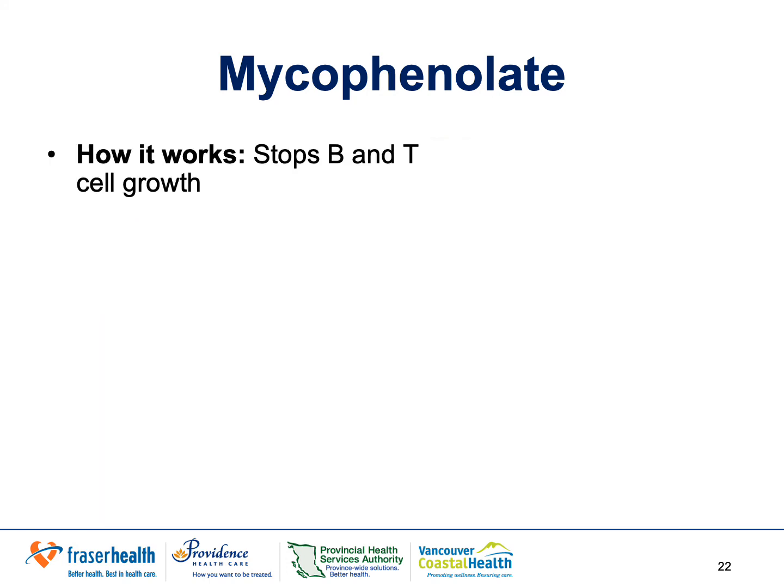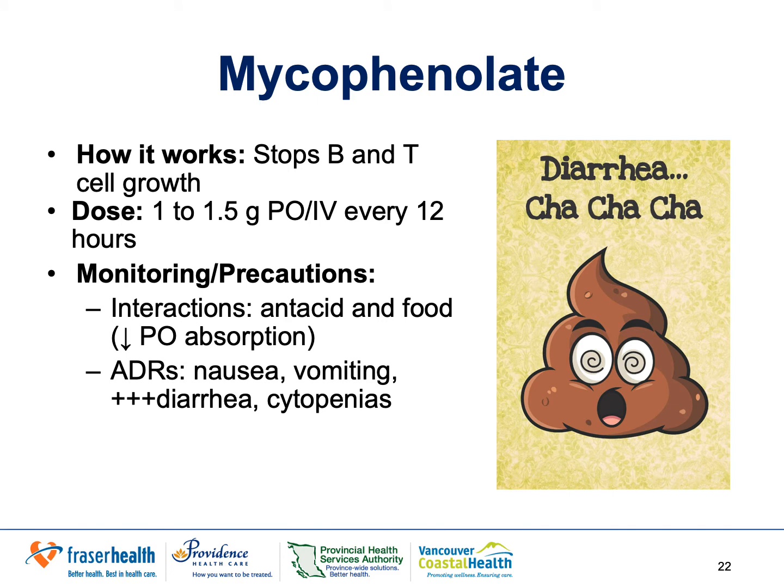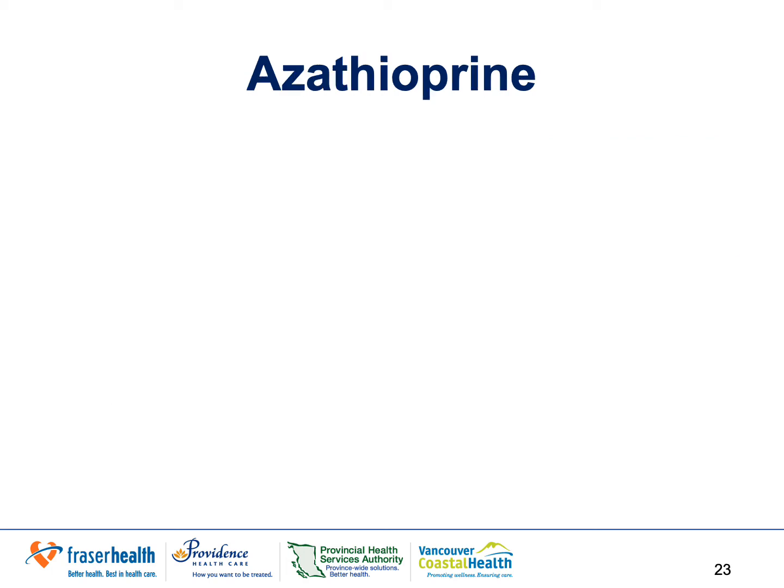How it works is by stopping B and T cell growth. The dosing is 1 to 1.5 gram PO or IV every 12 hours. And in terms of monitoring, there is an interaction with antacids in food, similar to tacrolimus. And the adverse drug reactions, nausea is a big one, diarrhea is really, really common, vomiting, and cytopenias.